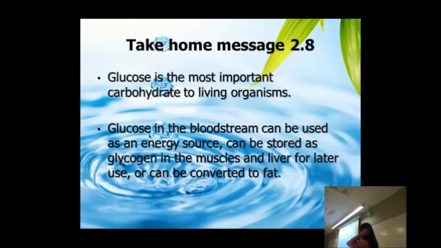So glucose is the most important carbohydrate to living organisms. Those simple sugars is where we get most of our energy from, and then that glucose, once it's found in the bloodstream, can be measured in the form of blood sugar, can be stored as glycogen in the muscles and the liver for later use, or if it's stored in the long term because you're taking in so much of it, it's eventually converted into fats.